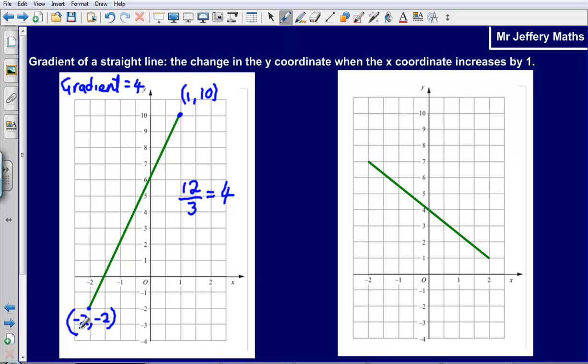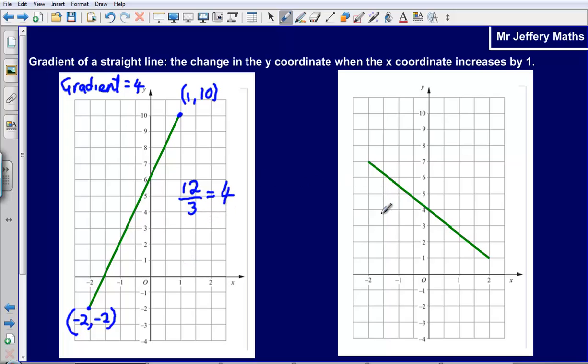So to go along from minus 2 to 1, I'm moving by 3. To go up from minus 2 to 10, I'm going up by 12. And so to work out how much I'm going up by each time I go along by 1 on the x-axis, I can just take the number that I'm going up by, 12, and divide it by the number that I'm going along by.